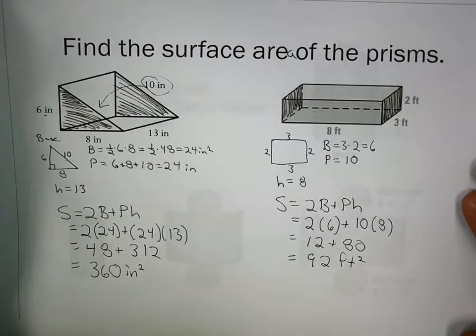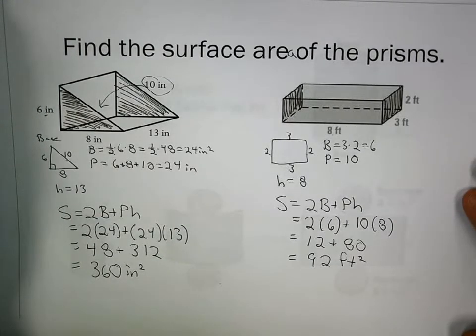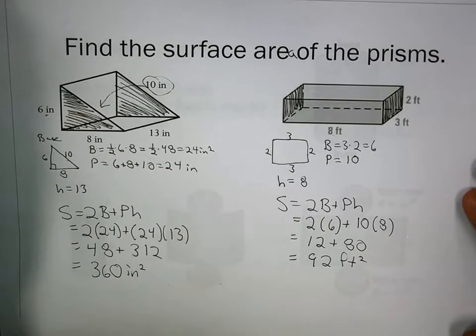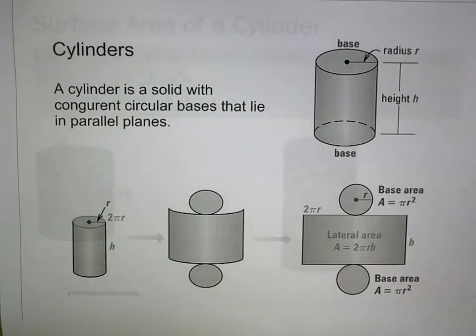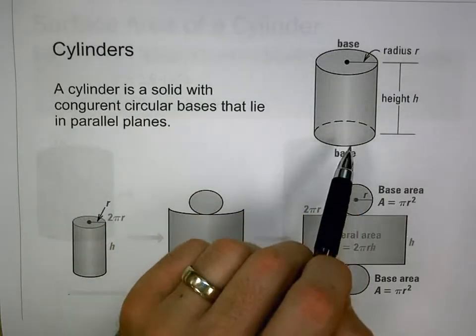So that's looking at prisms, and how the prisms may vary depends on what the base is. We looked at a rectangle, we looked at a triangle, we may have hexagons, we may have pentagons, and it really comes down to finding that base area, finding the perimeter of the base, and then plugging them in. But if we shift gears now and look at cylinders, a cylinder is kind of the circular version of a prism. In this case, though, our bases aren't polygons, but they are circles. So the top and the bottom are now circles.